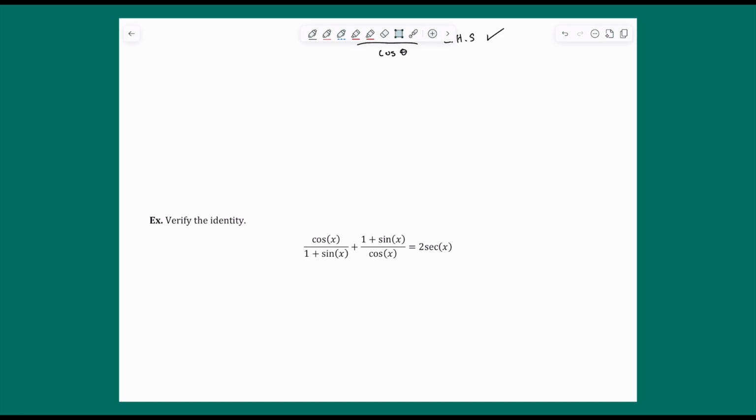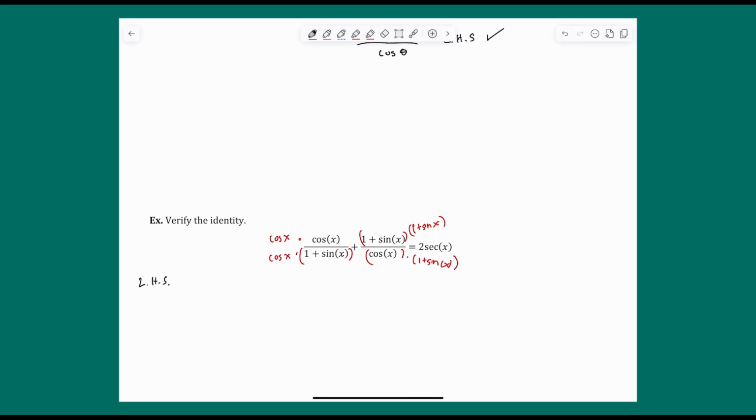All right, so we're asked to verify the identity again here. So we have cosine of x over 1 plus sine of x, plus 1 plus sine of x over cosine of x equals 2 secant of x. So I'm going to definitely start with the left-hand side here. And to do so, I'm going to multiply this first term by cosine of x, so I can get a common denominator, and the second fraction by 1 plus sine of x, top and bottom there. So this way we have a common denominator.